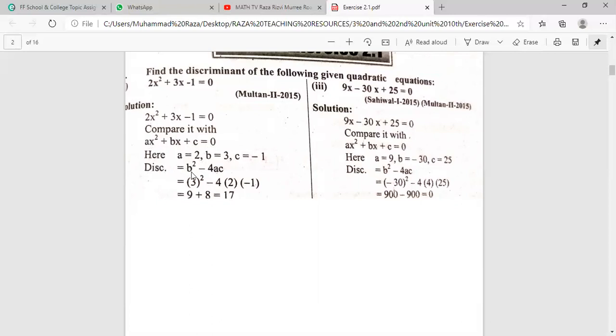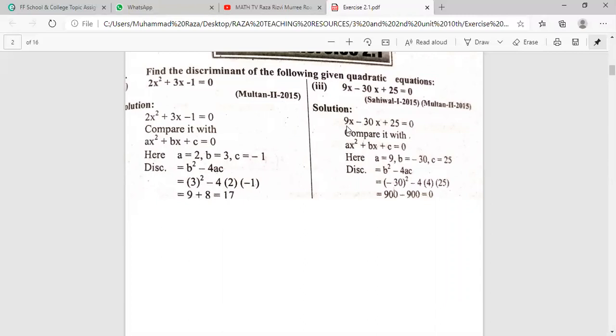Then we write the discriminant. Discriminant is b square minus 4ac. Now we put these values in it. B value is 3 square minus 4 into 2 into minus 1. Now 3 square is 9. Minus minus will become plus, and 4 twos are 8. So 9 plus 8 is 17. So here the discriminant is 17.